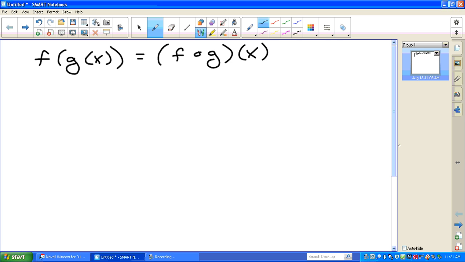Order is going to be very important. If you look at this first equation, the left-hand side, first it's the g of x part first. That new result is the new independent variable in our f equation. The same thing is here. That's why it's f following g of x. So you take care of the g function first, and then you apply the f.